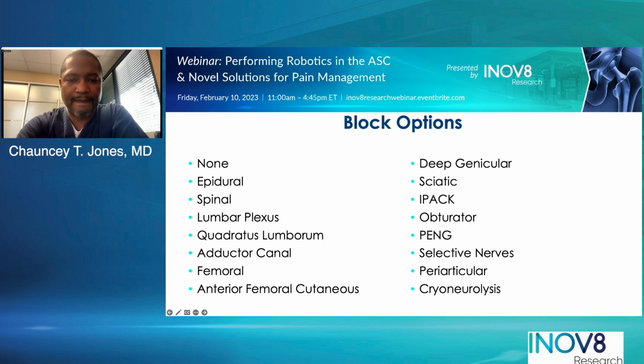Block options. The list gets longer and longer as we develop and become more precise in the areas that we focus on. The main point is to get good coverage, but also to provide motor sparing. So we could do nothing. We could go from epidural spinal from the central nervous system to more peripheral nervous system, lumbar plexus, quadratus lumborum. But the bottom line is there's a few that we have honed in on that you've kind of already gotten a spoiler for.